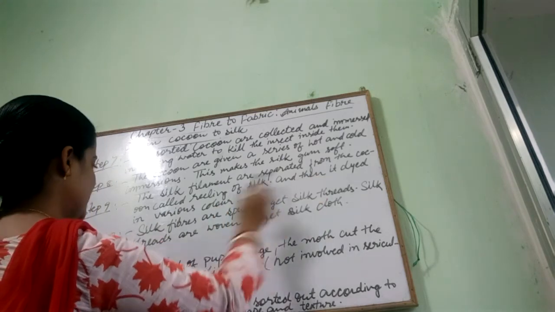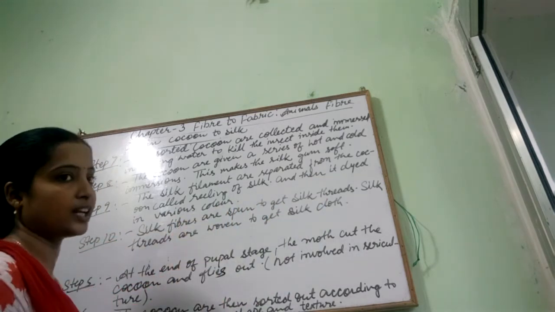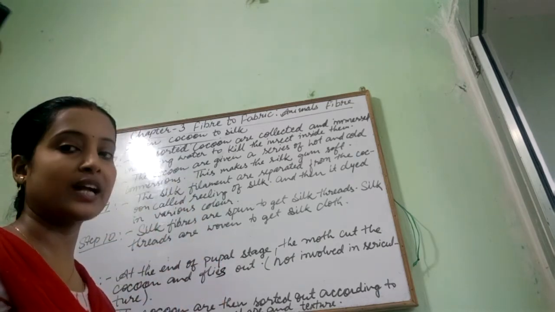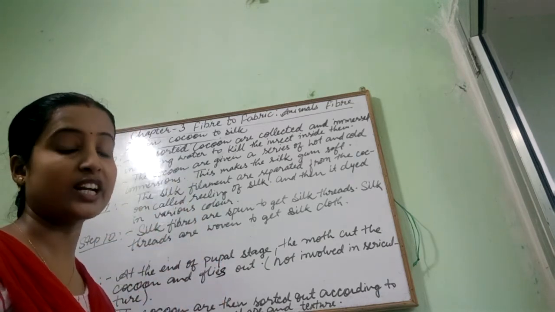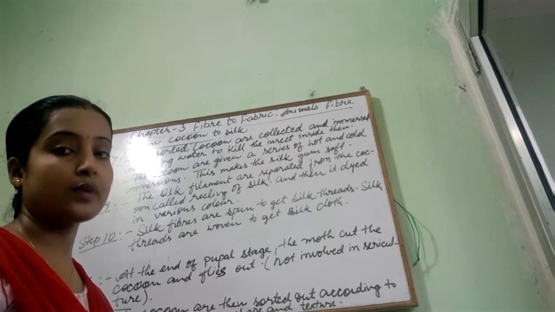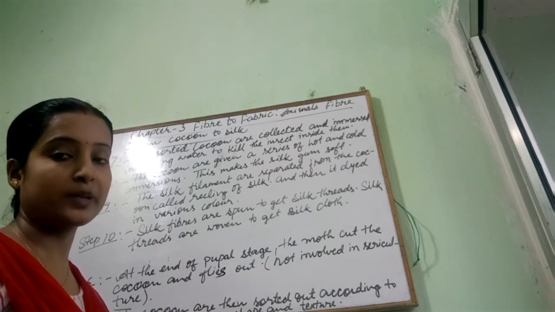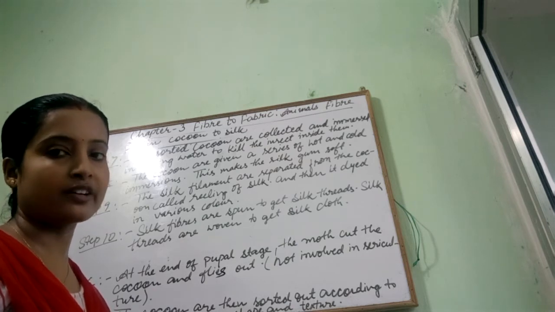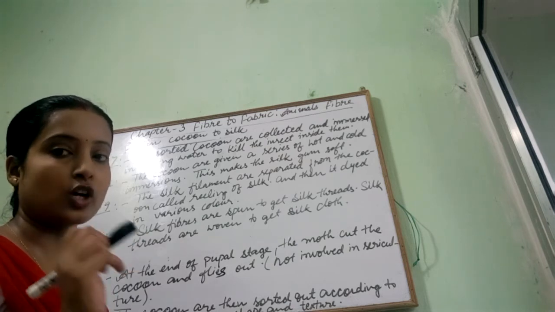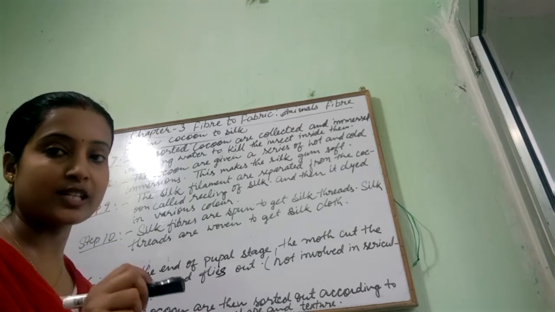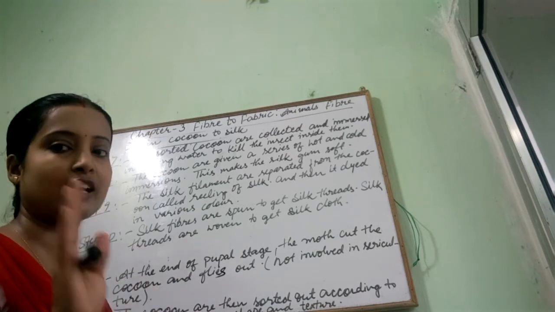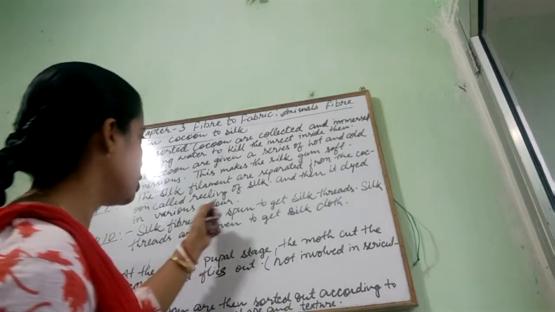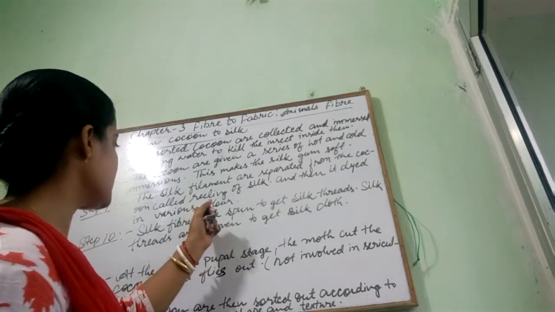and then it is dyed in various colors. So in step 9, the silk fiber is obtained from the cocoon, and that is called reeling of silk. What is reeling of silk? The process of obtaining the silk fiber from the cocoon is called reeling of silk, and that silk is called raw silk, and that raw silk is dyed in various colors.